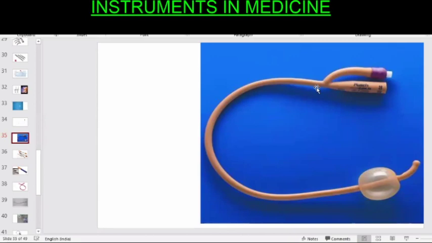The other option, as a last resort, is doing a USG-guided suprapubic puncture. You can rupture the balloon.